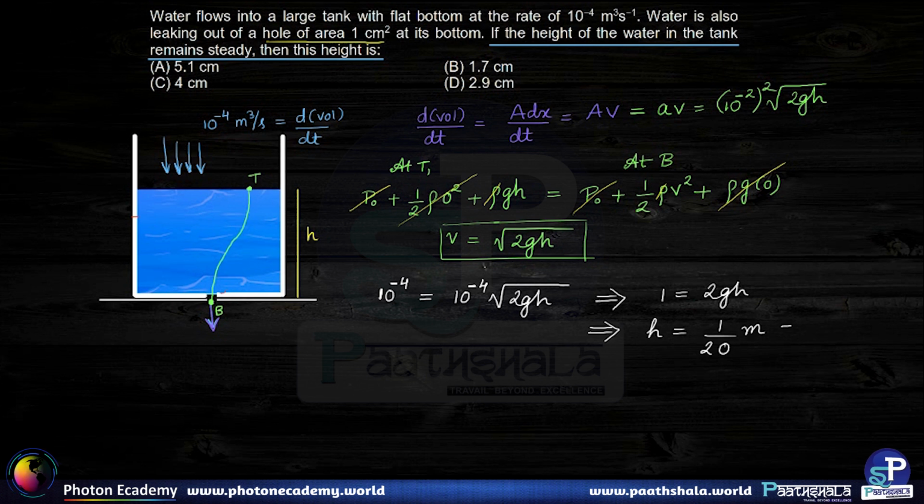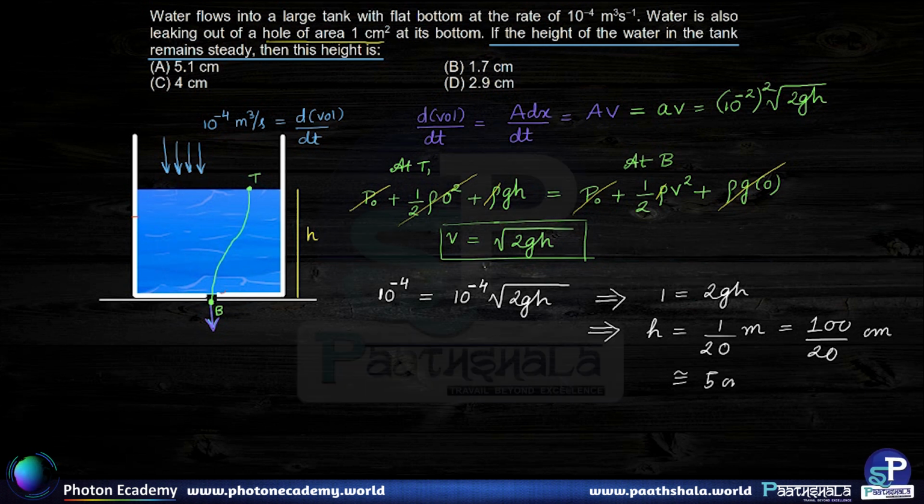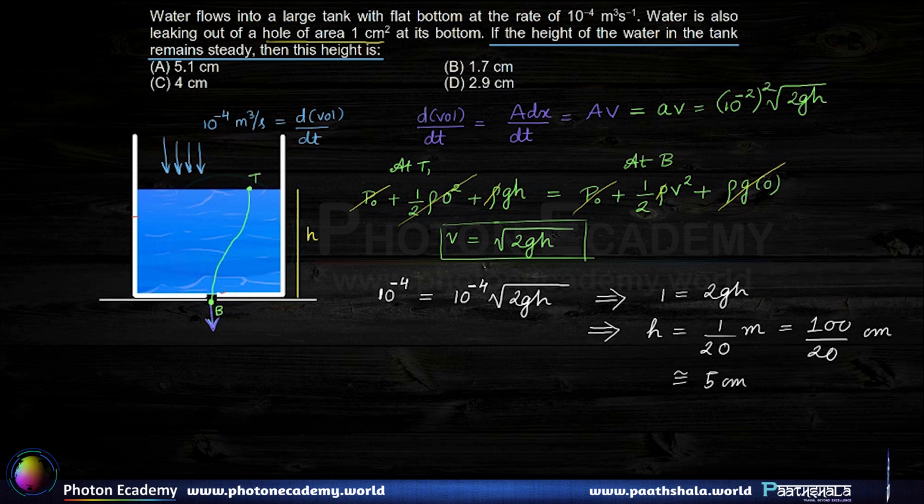So 1 upon 20 meters is going to be 100 upon 20 centimeters. I am taking the value of g to be 10 as of now. So this is going to be, I am writing the approximate sign over here because the exact value of g is 9.8, approximately 5 centimeters. So we are looking for an answer around 5. We have an answer 5.1. So why is the answer 5.1 and not 5? Because they must have taken the value of g to be 9.8 because it is not specified. So that's okay. We'll get an answer that is slightly more than 5, which is okay. The answer is going to be 5.1 over here in this question.